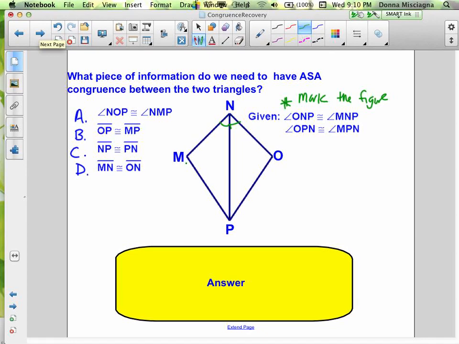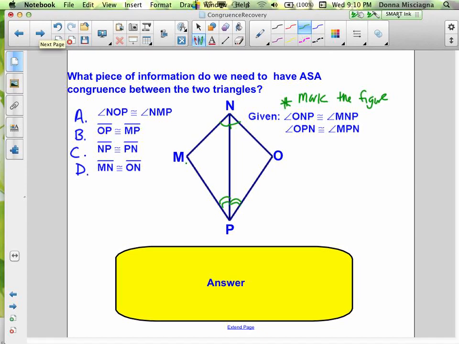And OPN starts at O, goes to P, and then N. That's this angle here. And notice I put a different number of congruence marks, because I don't know that the angles with one congruence mark and two are the same. I just know that angle OPN is congruent to angle MPN. That's going to be right here. Start at M, go to P, and then N. That's our given information.